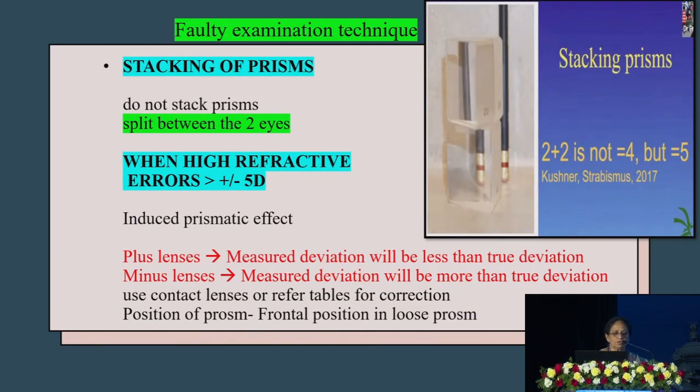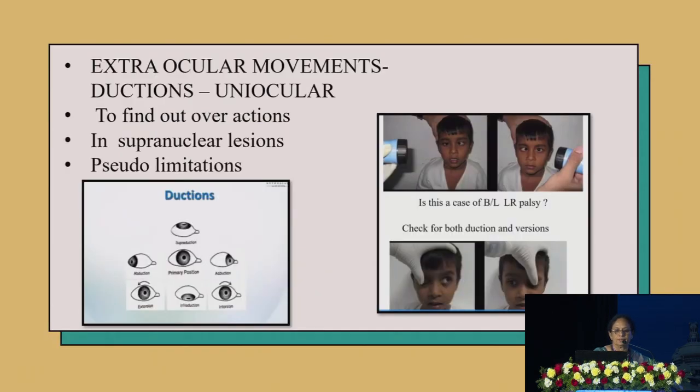Two or three things we have to remember when doing the prism cover test. You should not put two horizontal prisms together; that will give an incorrect reading. And also when you are doing a measurement with the spectacles, remember that spectacles with high plus or high minus lenses have the effect of a prism, and your reading may be wrong. There are nomograms in textbooks, and you have to apply the nomograms before taking the accurate deviation.